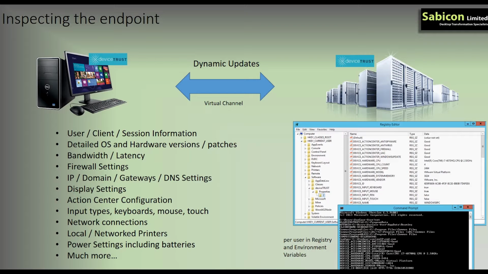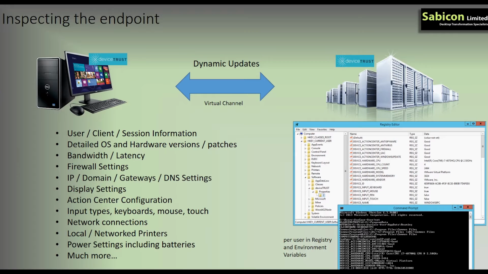So you've got your standard information such as user, client and session information. But then it goes much deeper. Detailed OS hardware, versions, patches, even down to serial numbers. Bandwidth and latency. How good it is, using the Microsoft standards of whether it's good, bad, poor. Firewall settings. Is the firewall switched on? Have they switched it off halfway through the session?